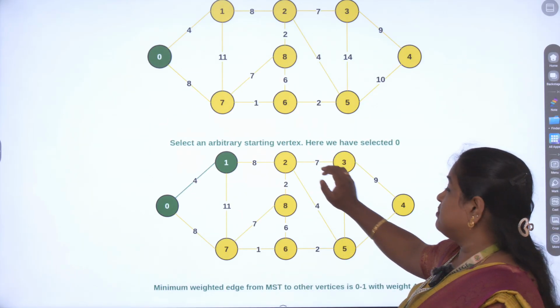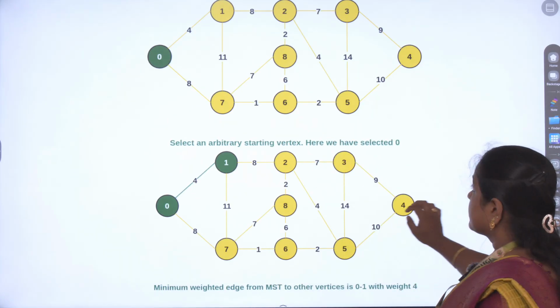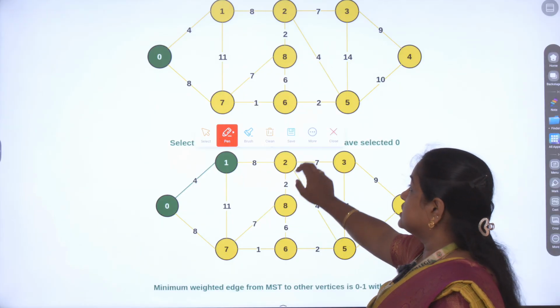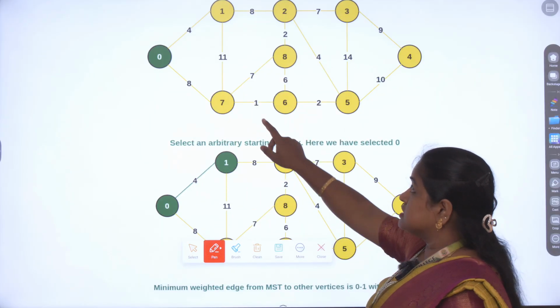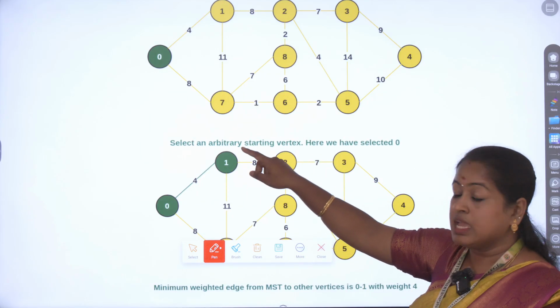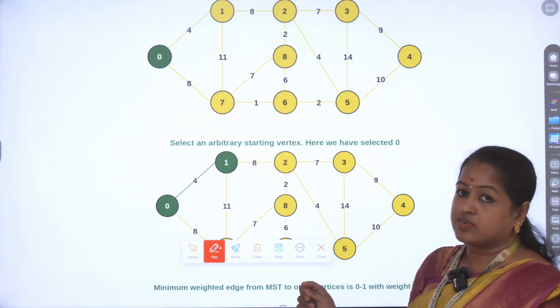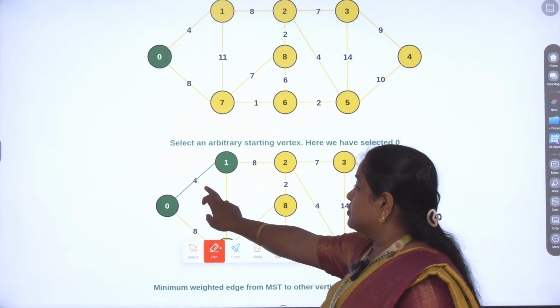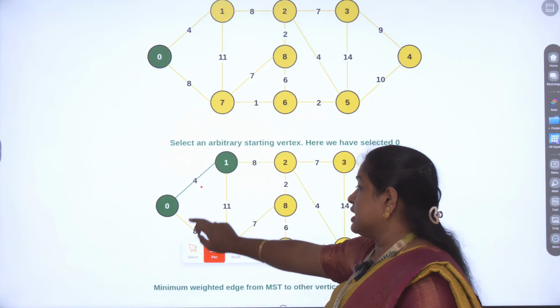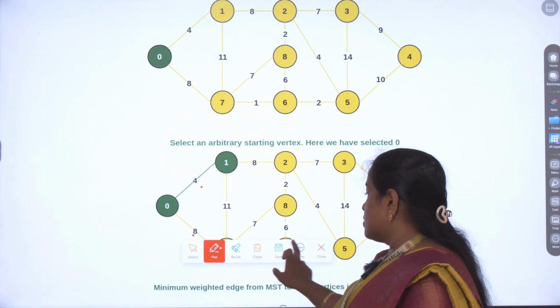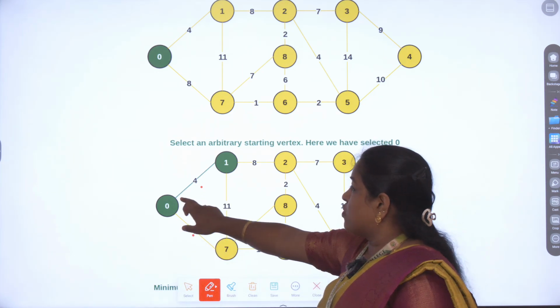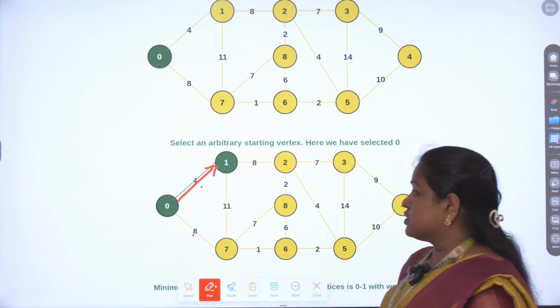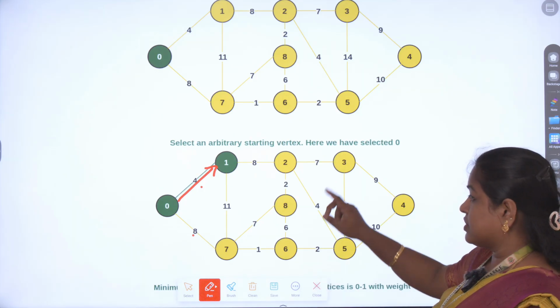So the first step, I am taking the 0 vertex, and now I have to check to which vertex I can travel. When I check, 4 is the smallest one when compared to 8. So I will go to vertex 4. So from 0 to 1 I have traveled.